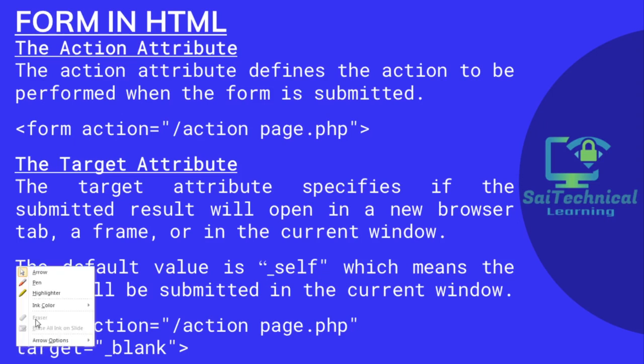Similarly, the last one, that is the target attribute. The target attribute specifies whether the submitted result will open in a new browser window or tab, in a frame, or in the current window. By default the value is _self. That means the form will be submitted in the current window. But if you want to open the form in a new window, then you require target equals _blank.